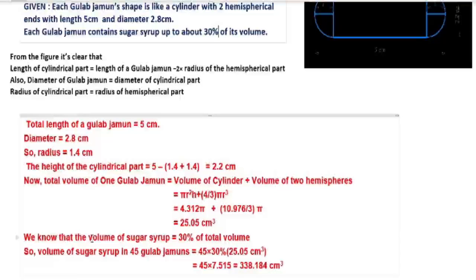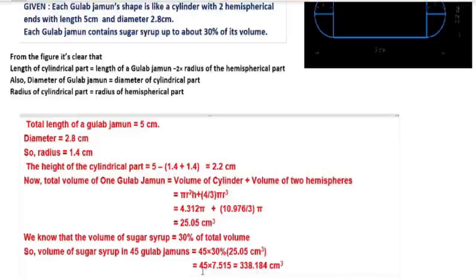Then it is given the volume of sugar syrup is equal to 30% of the total volume of gulab jamun. So there are 45 gulab jamuns. So volume of sugar syrup in 45 gulab jamun equal to 45 into 30% of 25.05. Here 30% means 30 divided by 100. We can simplify it here, that is 45 into 30 divided by 100, into 25.05.